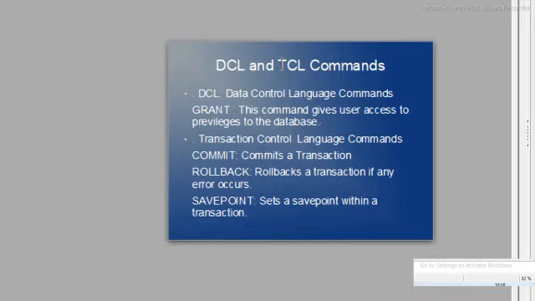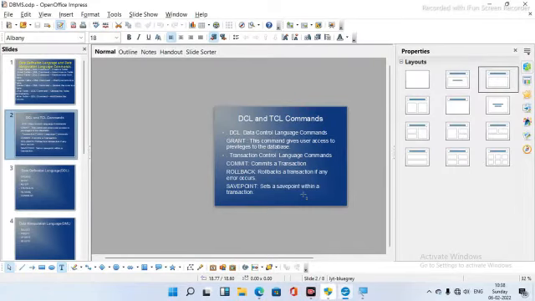And the other one is TCL, transaction control language commands. The first is commit, the second is rollback, and the third is save point. These are the three transaction control language commands. Commit commits a transaction. If you give the command commit, then the transaction will be committed. If you give the command rollback, the transactions will be rolled back if any error occurs. Save point sets a save point within the transaction. These are the transaction control language commands.